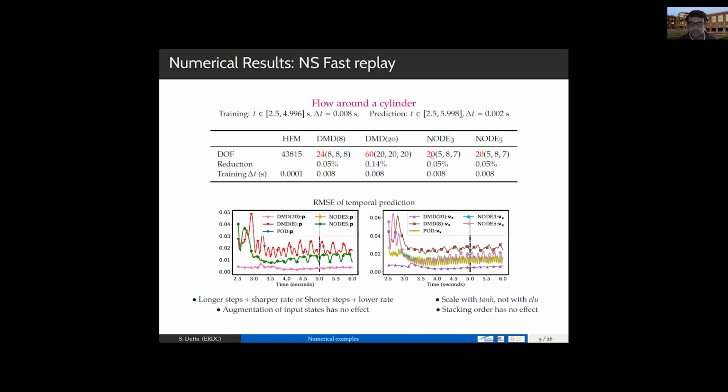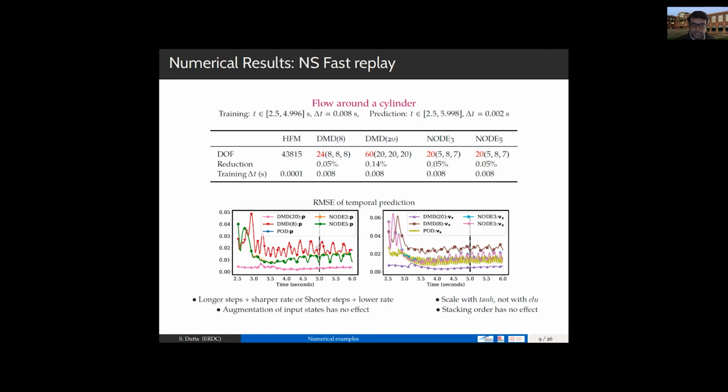Another thing to notice here is that the POD reconstruction root mean square error is also present in here, which is almost indistinguishable from the neural ODE models for the pressure solution. And here also it's on the same order of magnitude for the X velocity solution.